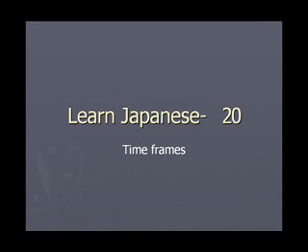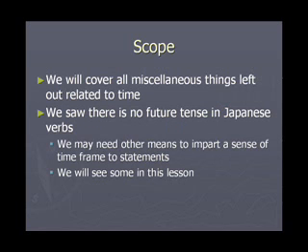In lessons 18 and 19, we covered calendar time and clock time. In this lesson, we will cover some more miscellaneous aspects related to time. Apart from naming months and clock hours, we also need to express the duration. That is one aspect. Duration in years, months, weeks, days, hours, etc.